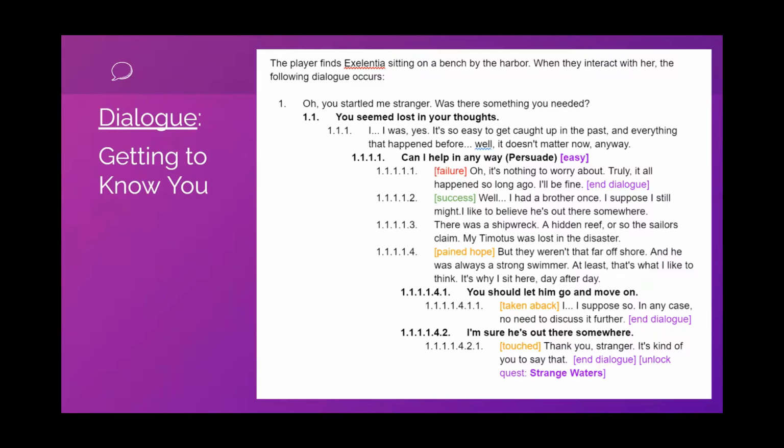But if you do have a persuade check, you can fail it, in which case she says, "Oh no, I'm fine." And the dialogue ends. Notice that here I have not locked this dialogue, so if the player comes back later when their speech skill is higher, they can have the same dialogue and have a success. I like doing that when possible, if it makes sense logically, just so that you don't block possible quest options just because the player got there a little early.